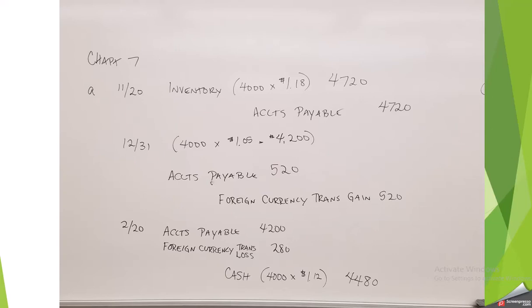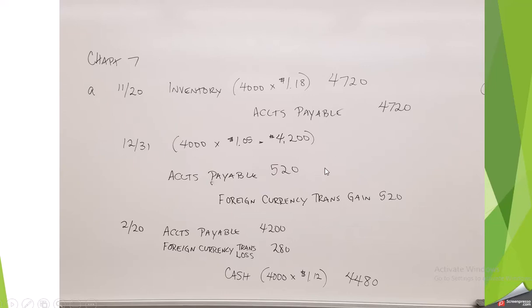Okay, so the problem says that we are purchasing from a supplier in Switzerland, and the invoice specifies that the payment will be made in Swiss francs on February 20th in the amount of 4,000 Swiss francs. So on November 20th, when we make the purchase, it tells us the exchange rate is $1.18 for one. So it takes $1.18 of US dollars to equal 1 Swiss franc. Then if we take the 4,000 Swiss francs that we owe times the $1.18 conversion rate, we're going to value the inventory at 4,720 US dollars and set up a liability for that.